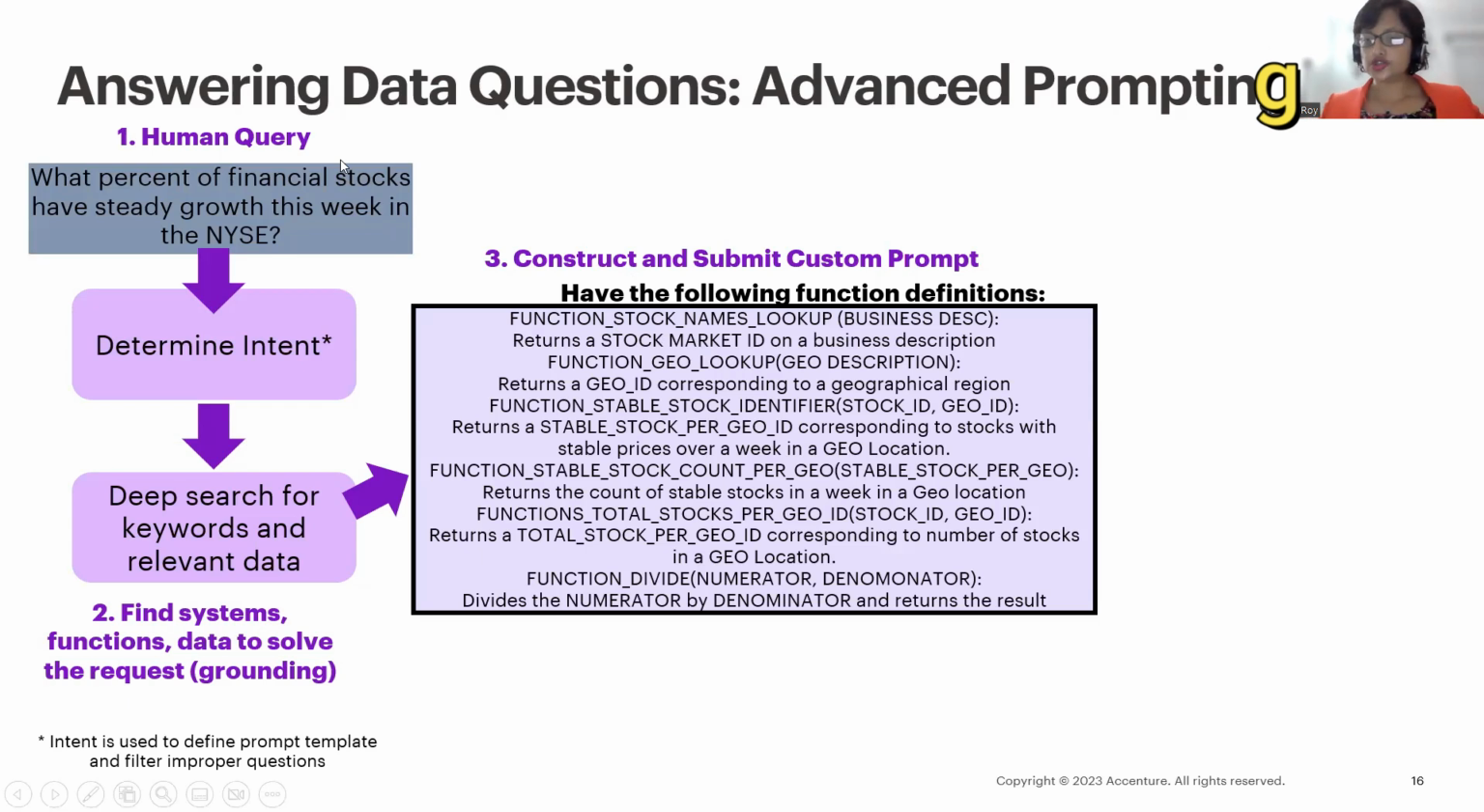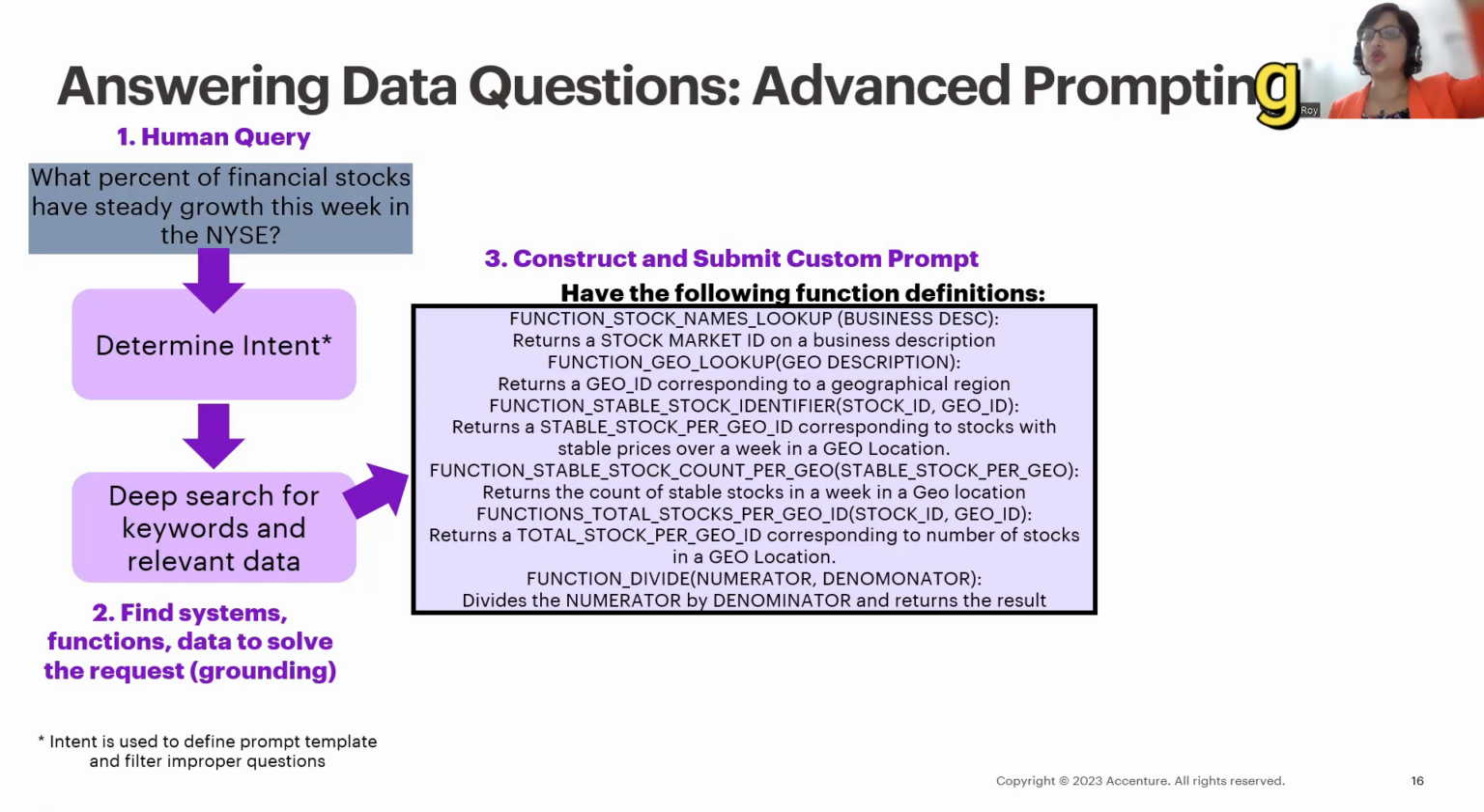So out of all the stocks in New York Stock Exchange, I first need to filter out all of the financial stocks. Then I look at the geolocation. So the geolocation in this case is New York Stock Exchange. Then I need to find a definition for a stable stock. So how do you find that a particular stock is stable or not?